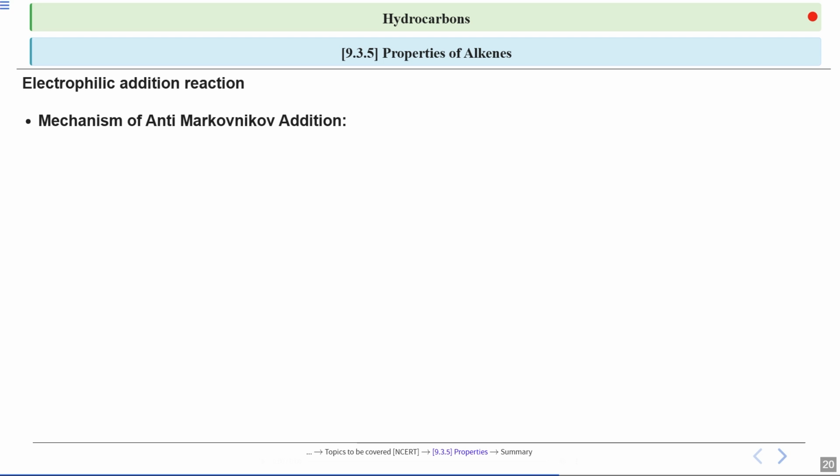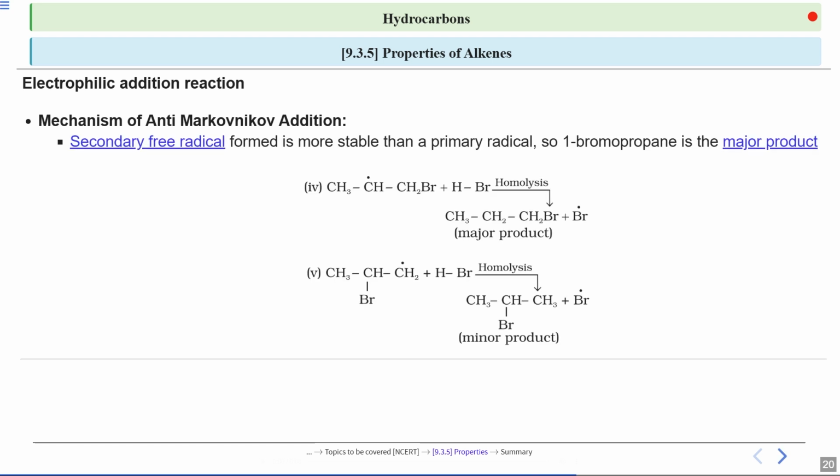Further, moving on with this anti-Markovnikov addition mechanism, you know that your secondary free radical is more stable than a primary radical. So the 1-bromopropane is the major product. How does it end? So your secondary radical reacts with HBr, which again results in homolysis of this HBr. And as a result of this, you get a bromine radical.